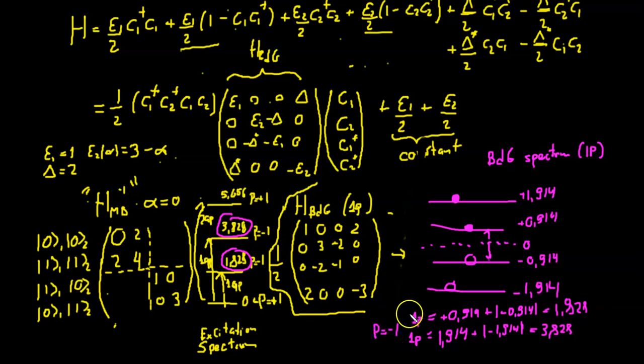These all have parity -1, while the two particle excitation and the zero particle excitation, so this is 5.656, have parity of +1, and of course 0.